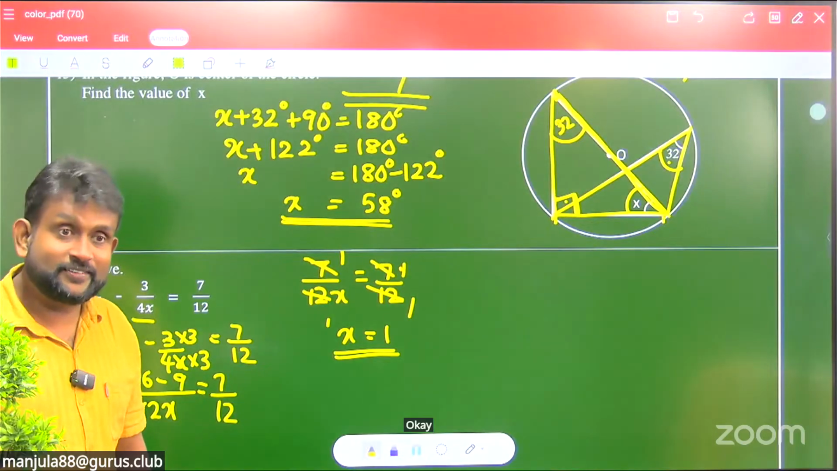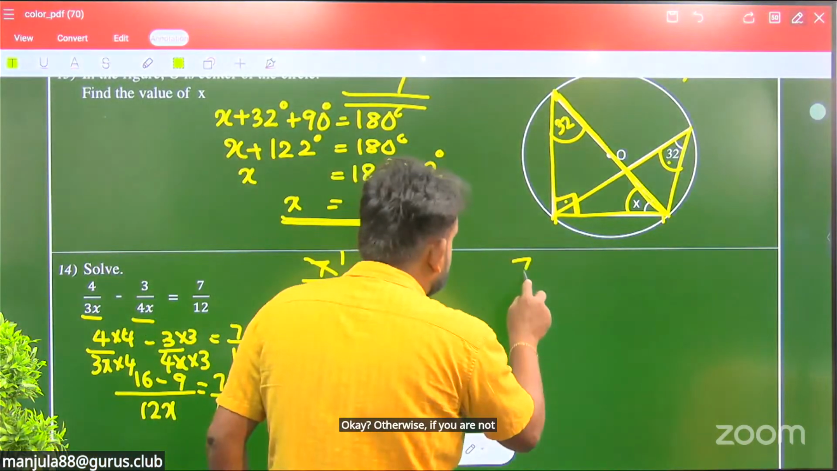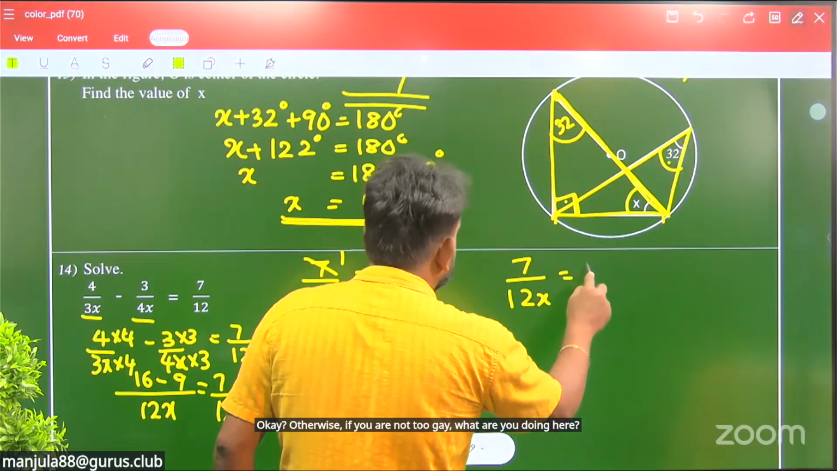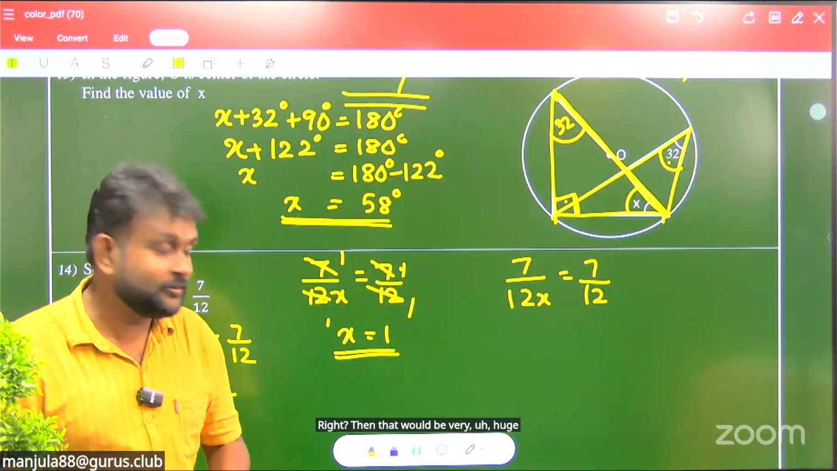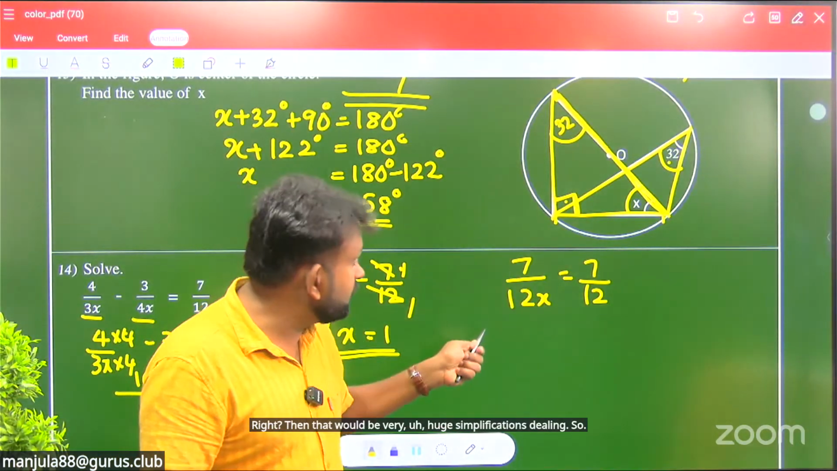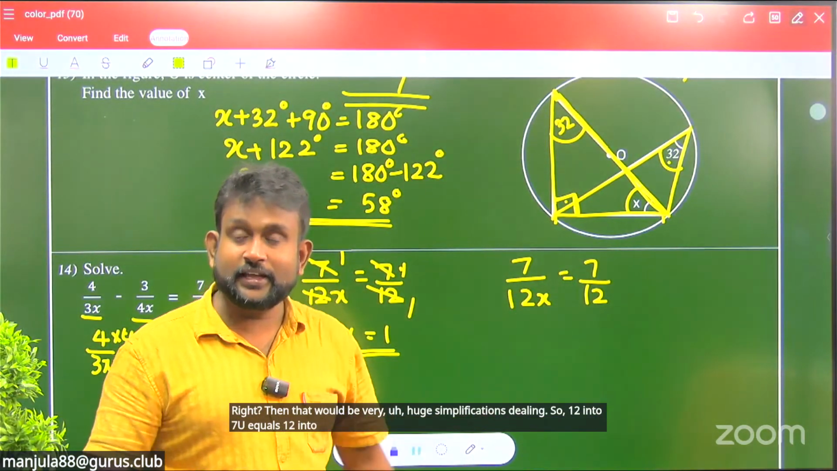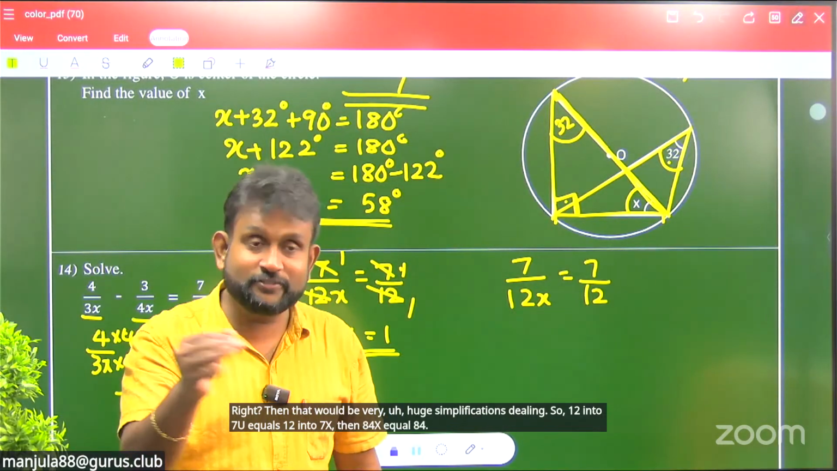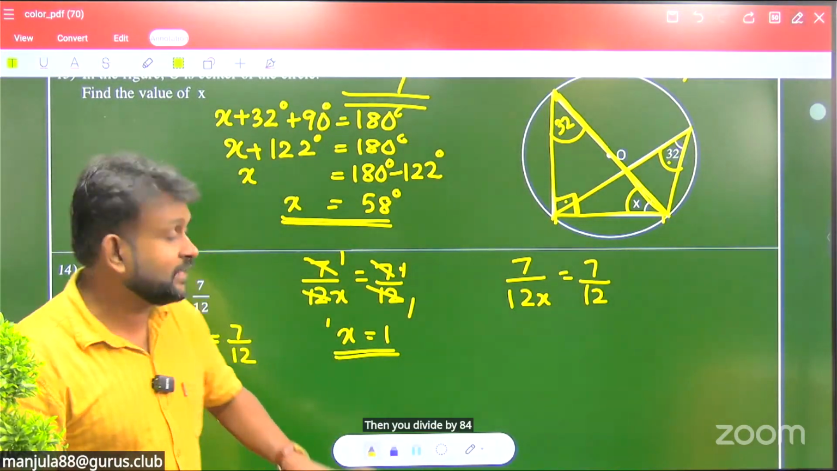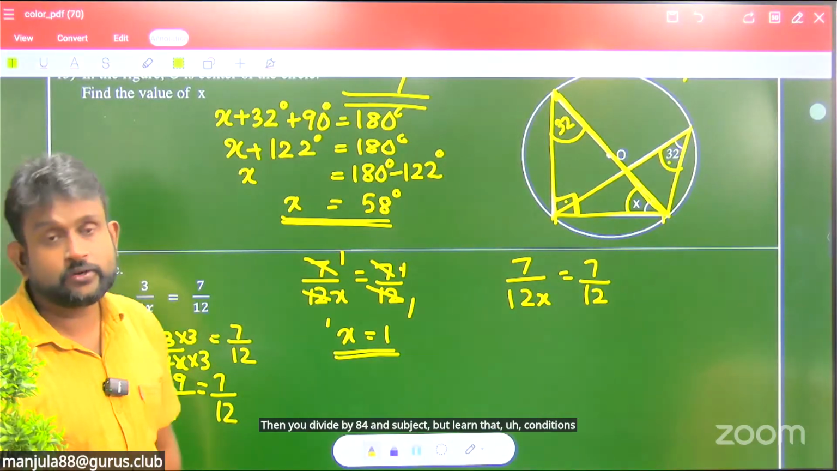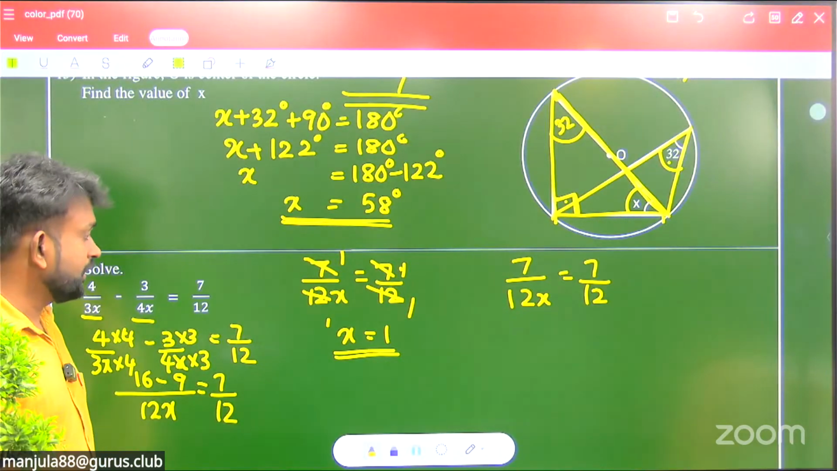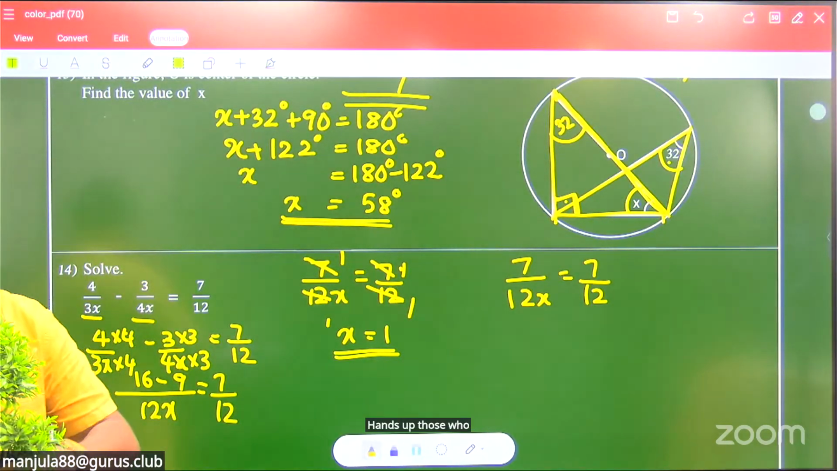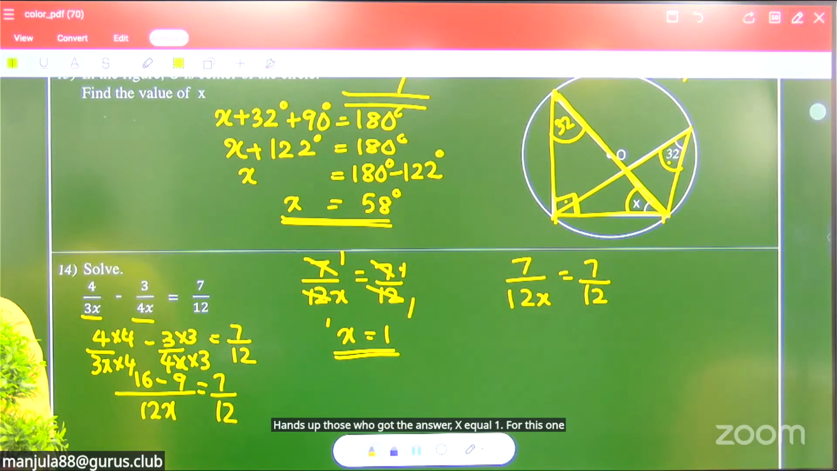Otherwise, if you are not comfortable, what you do is cross multiply, and that would be very huge simplification work. So 12 into 7 equals 12 into 7x. Then 84x equals 84. Then you divide by 84 and make x the subject. But learn that condition; you can apply it in all your maths also, no problem. Hands up those who got the answer x equal to 1 for this one.